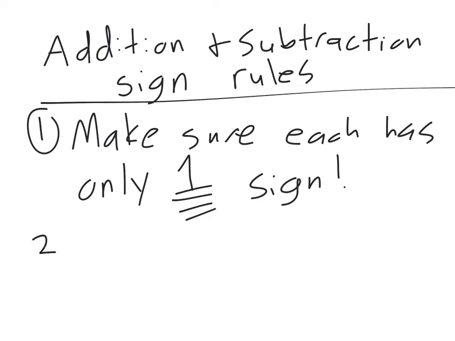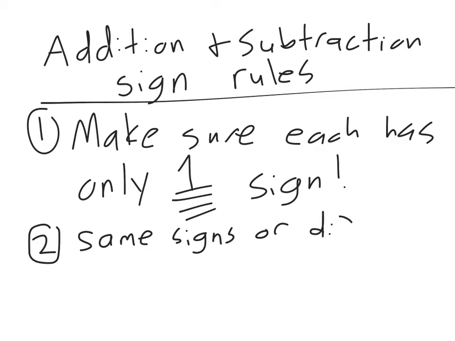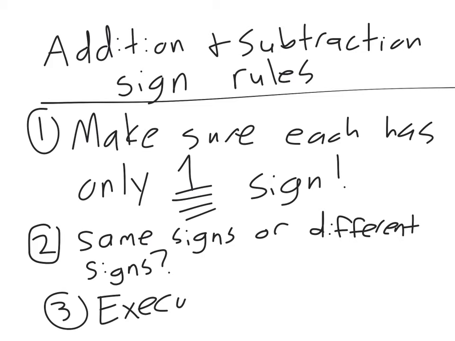Okay? The second step is we're going to ask ourselves this question every time. Do the 2 numbers I'm looking at have the same signs, or do they have different signs? And we'll ask ourselves that question. And then I'm going to say step 3 is where you execute. That's where you're going to have to carry out whatever number 2 tells you to do. Because if you say they have the same signs, you've got a rule for that. If you say they've got different signs, you've got a rule for that. The rules are different. So execute.